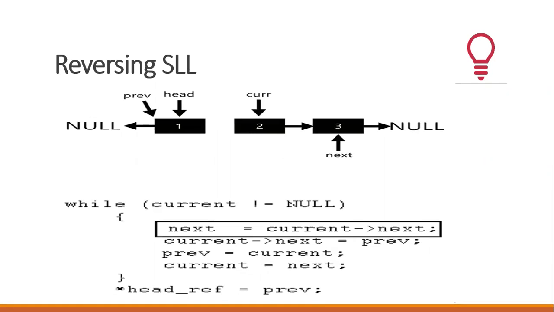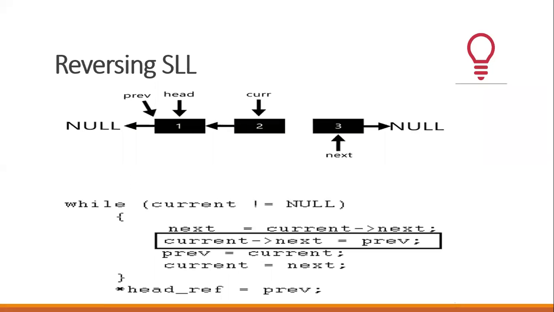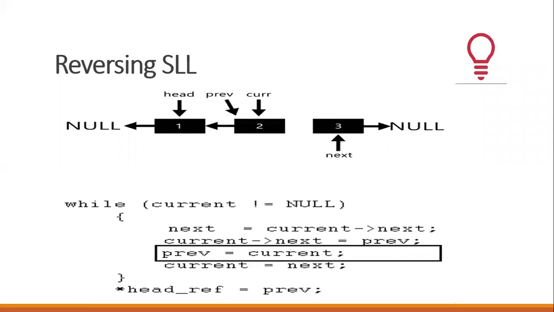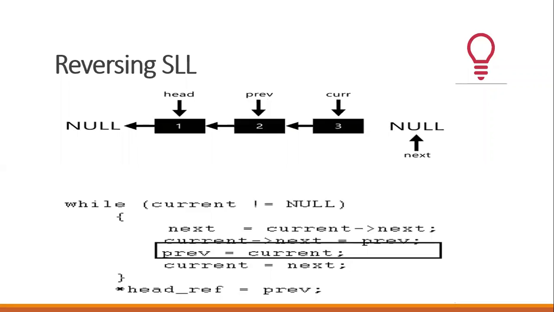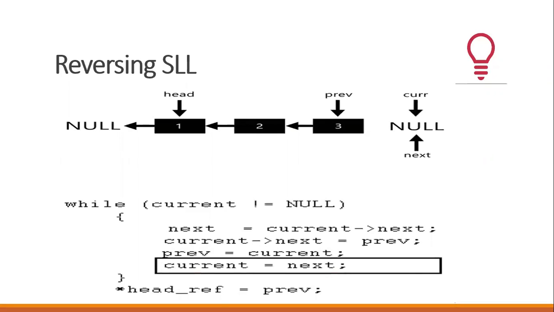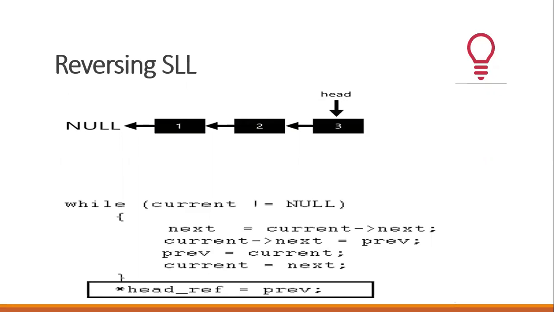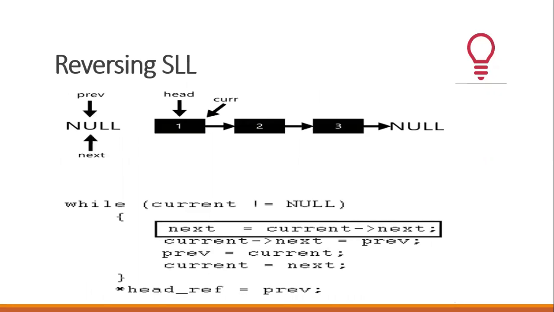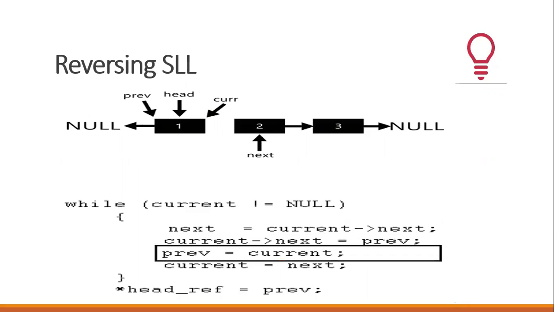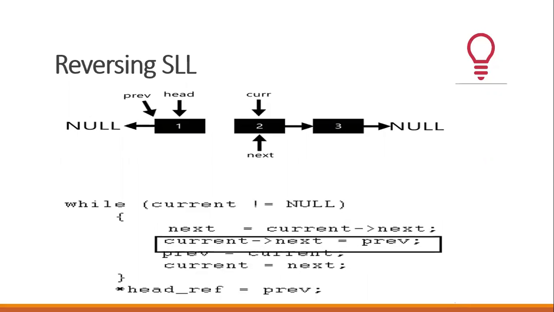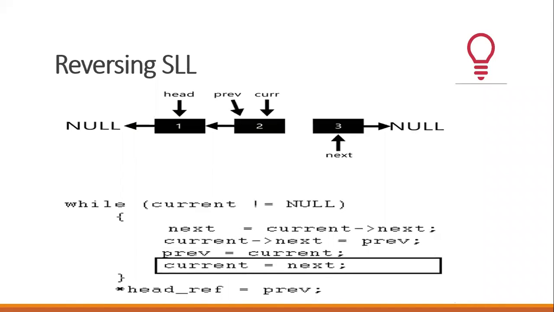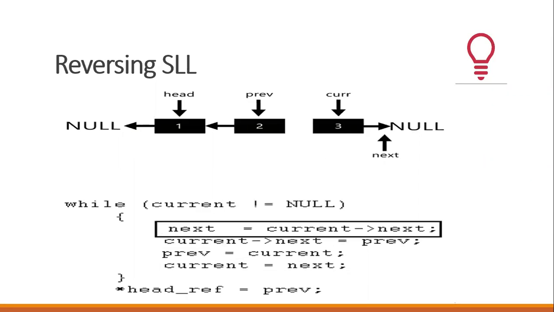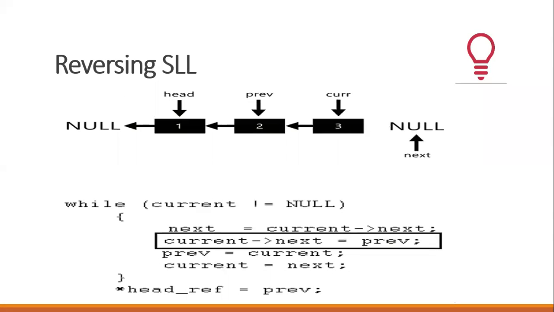The algorithm looks like this: while current is not equal to null, next is equal to current's next. So now next is moving one step ahead, and current's next is pointing to previous. Previous is equal to current, current becomes next. This happens again and again until current reaches the null value, and once it has reached null, the last node is going to change its reference to the head pointer, and now your head is going to point at the last node in your linked list. So this is how reversing happens in a singly linked list.